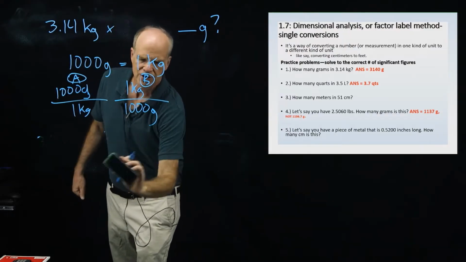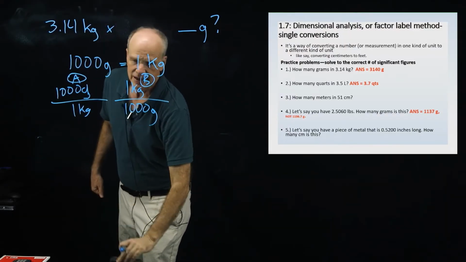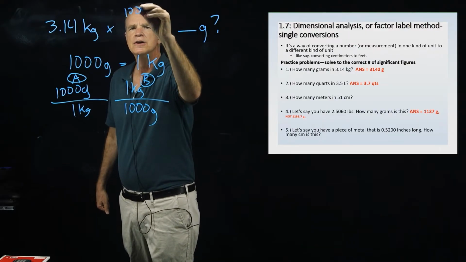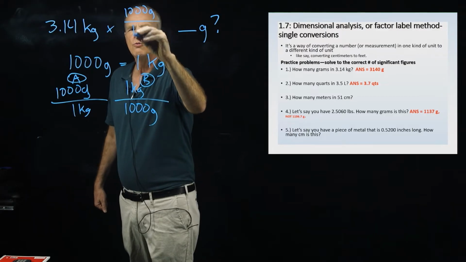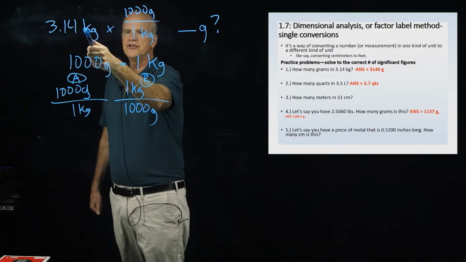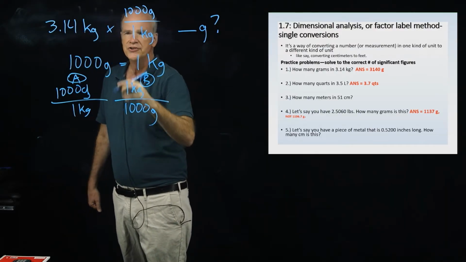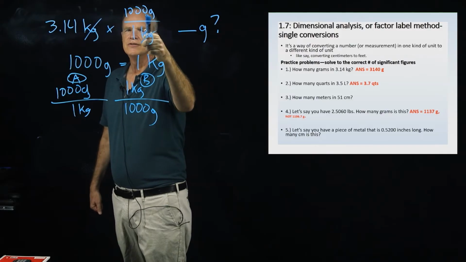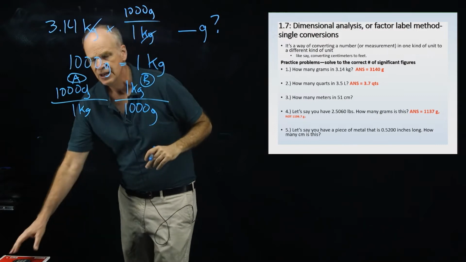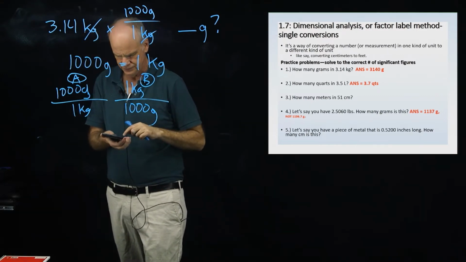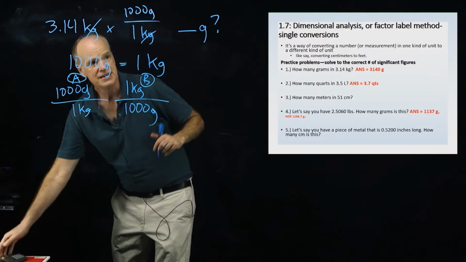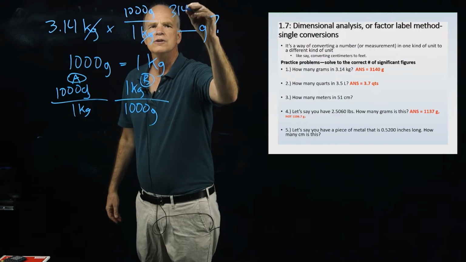Instead, let's try fraction A and see how that works out. Fraction A, I'm going to draw it up here, is 1,000 grams over 1 kilogram. Now let's see if the units cancel out. We have kilograms in the numerator, we have kilograms in the denominator, so the kilograms will cancel out. Here we have grams in the numerator, so the answer will be in grams. Let's go ahead and do the math. If you take 3.14 and multiply by 1,000, I get 3140 as a number.